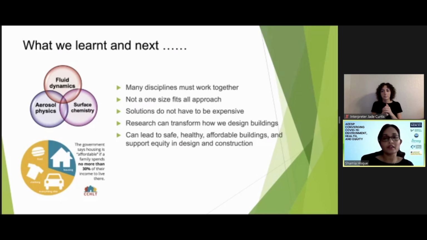We just have to figure out how to make that solution with the information that we can get from our research, which can actually transform how we design buildings. And this can also lead to us learning how to design safe, healthy, and affordable buildings that can support equity in design and construction.